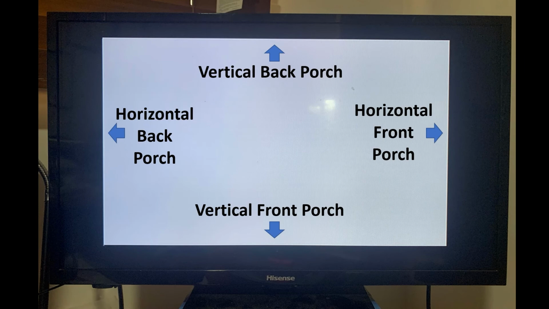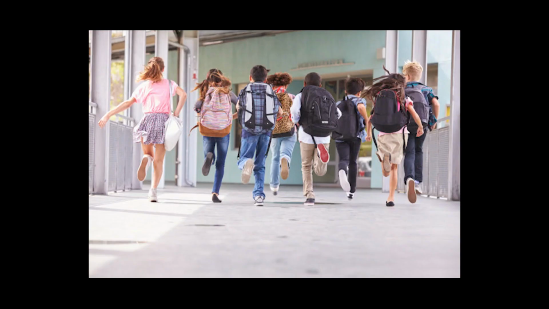Now, I was planning to leave a few minutes to debug this circuit, but it actually worked first go. So, school's out.